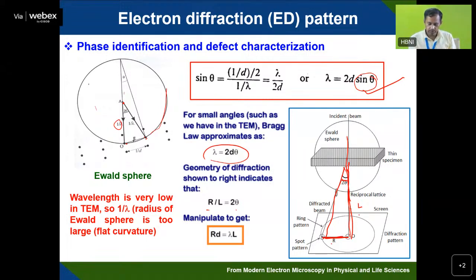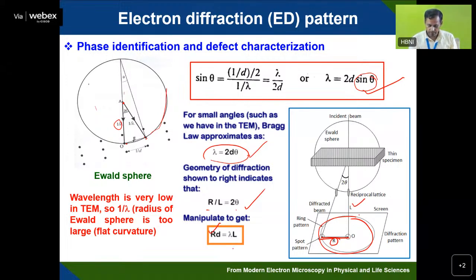From these two equations, you get Rd equals lambda L. So R is the radius of the ring that you are getting in the diffraction pattern. This is the ring pattern that you are getting. On that ring pattern, the distance from the center to the ring is R, and this is the camera length L. If you know L, then what will you find?